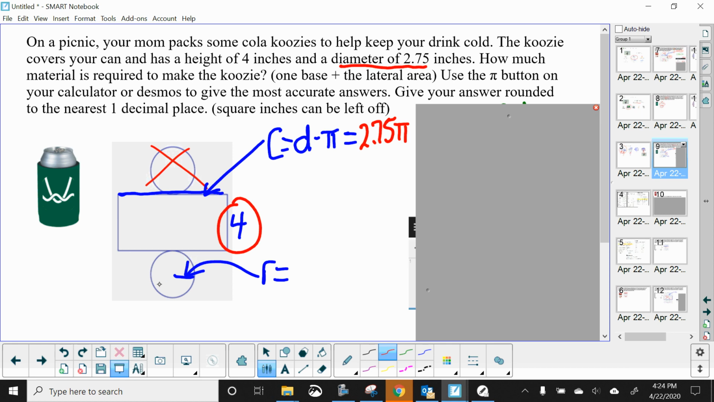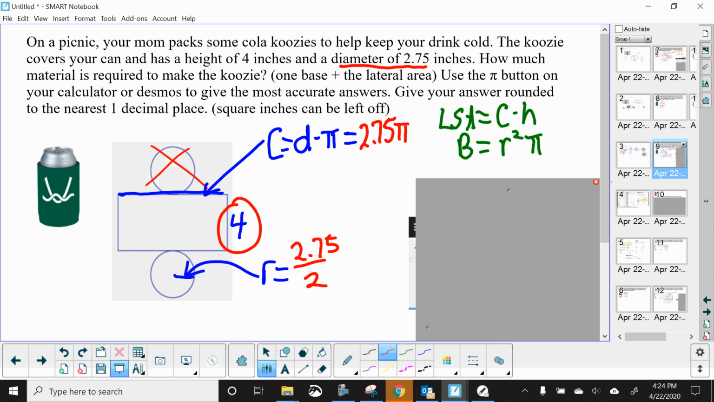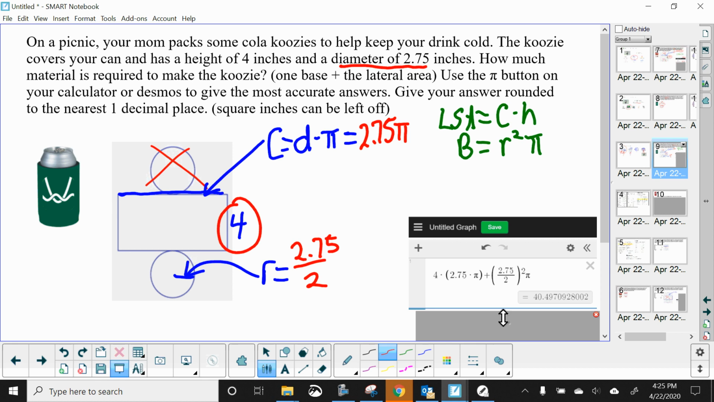However, we need to find the area of the base. The radius was not so obvious. The radius is the diameter, 2.75, divided by 2. Remember, radius is diameter divided by 2. And so that will be played into our formula. We needed two things: a lateral surface area, circumference times the height, and r squared, which is, here's r, and we square that times pi.